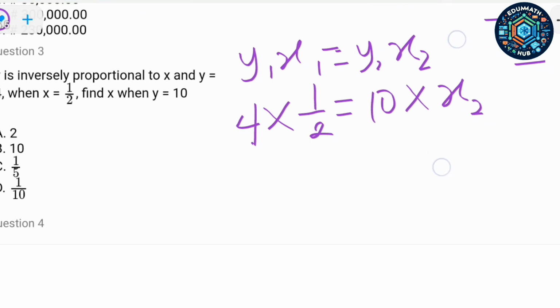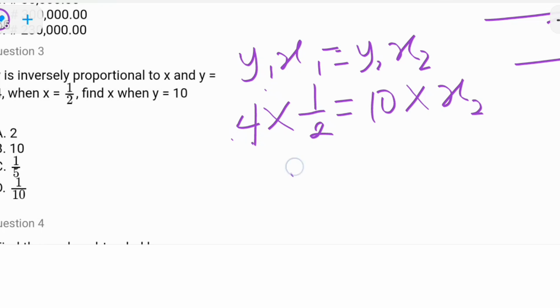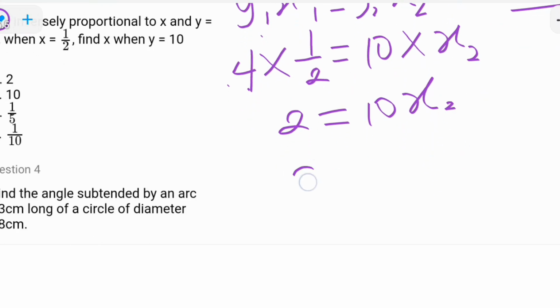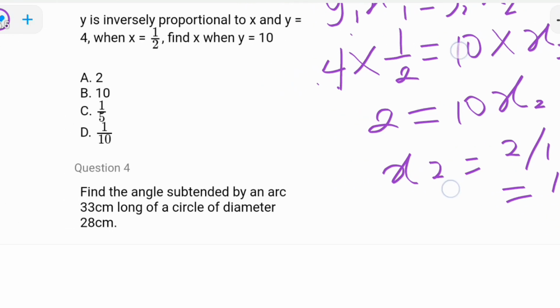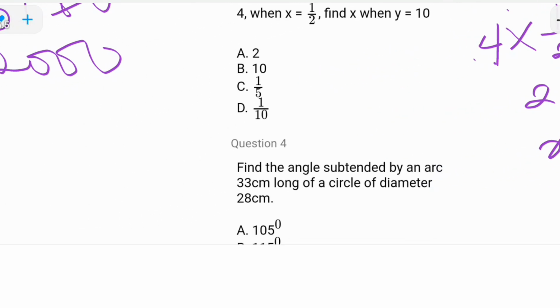I don't know that one yet. So this will give you 4 times half. Okay, that will give you 2 when you cut. So this will give you 2 equals to 10 x2. From here you can find your x2. X2 will just be 2 divided by 10. 2 divided by 10 is 1 over 5. Okay, so that will be the value of x2. So you can just pick it from here.